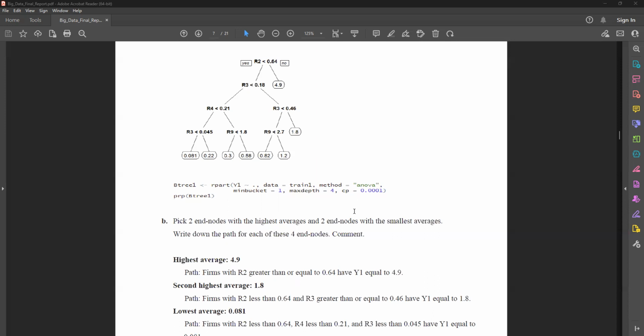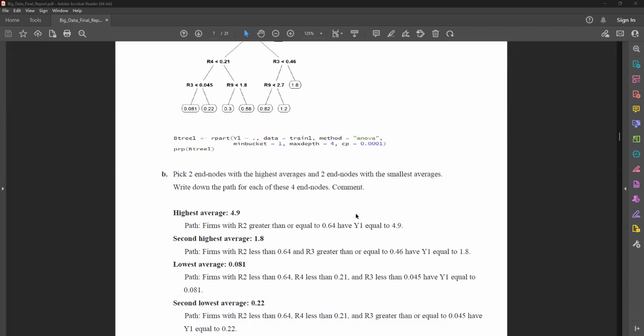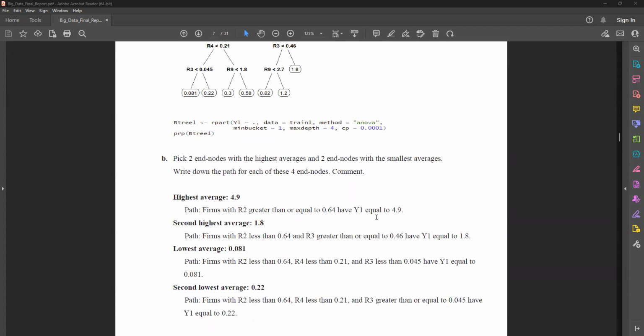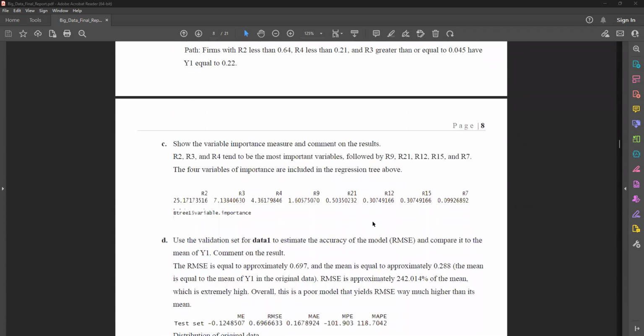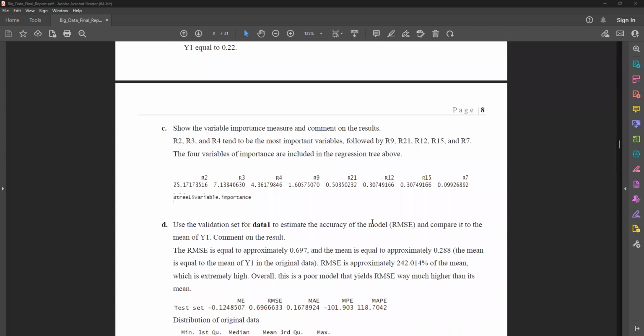The second lowest average is equal to 0.22, and these are the firms with R2 less than 0.64, R4 less than 0.21, and R3 greater than or equal to 0.045. Moving on to the variable importance measure. Turns out that R2, R3, and R4 tend to be the most important variables, followed by R9, R20, R12, R15, and R7. And the four variables of importance are included in the regression tree above.